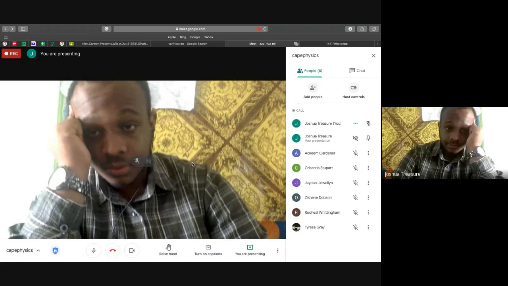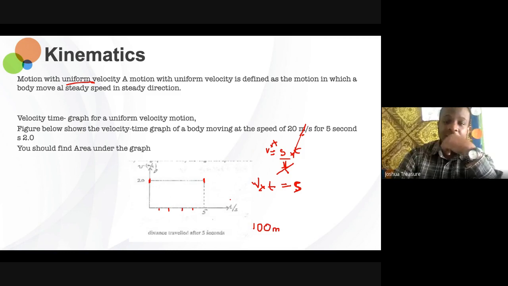We're just talking about the velocity time graph, and we said that because this is the velocity and we have a straight line here, the velocity doesn't change, so there's no acceleration. Therefore, it is a uniform velocity. On this particular slide, we said that the area under the velocity time graph is equal in value to the displacement of the body.